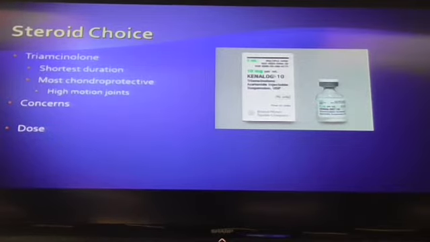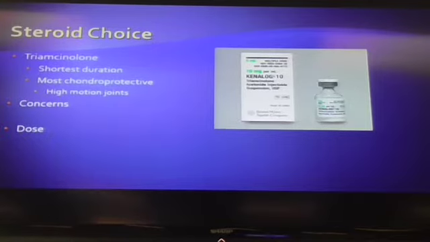Okay, triamcinolone is the other really common one. Doesn't last as long, but it's the most chondroprotective. So if I have a knee, if I have a stifle, that sort of thing, this is what I want to put in. Not very expensive, kind of around the same price as depomedrol. So it's a good steroid. You just don't necessarily get as long an improvement out of it.